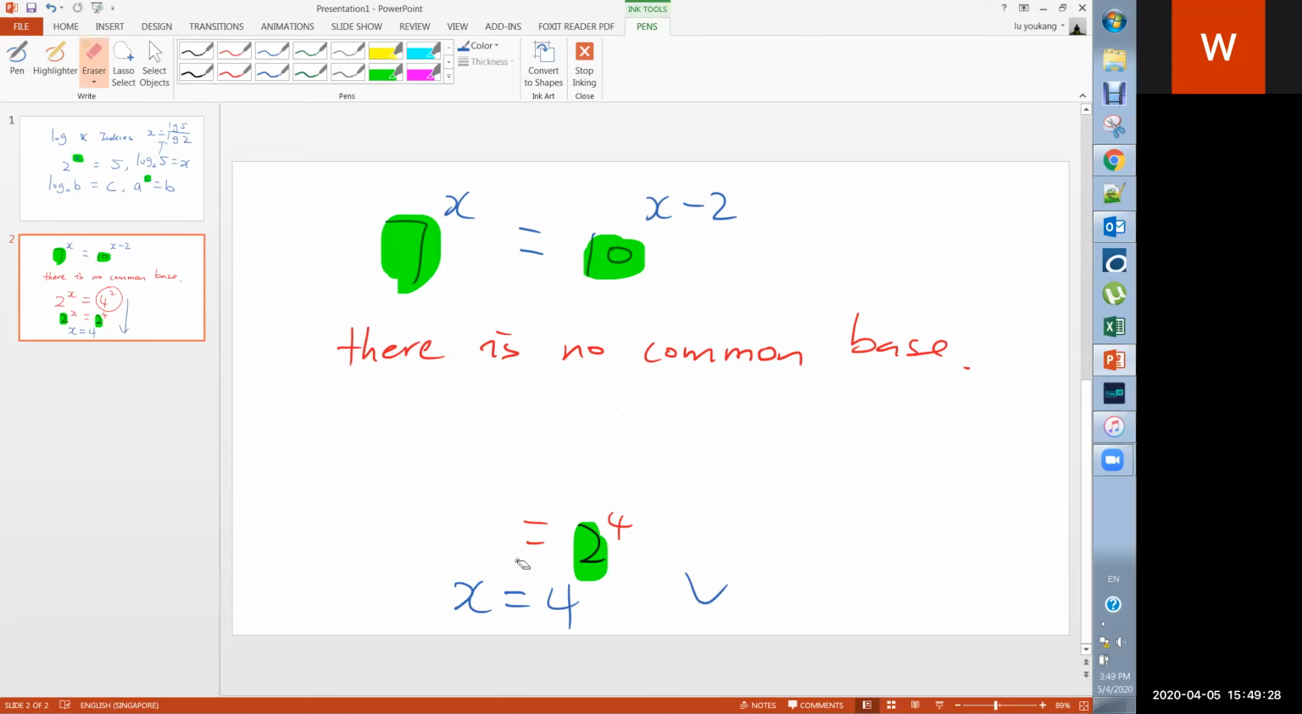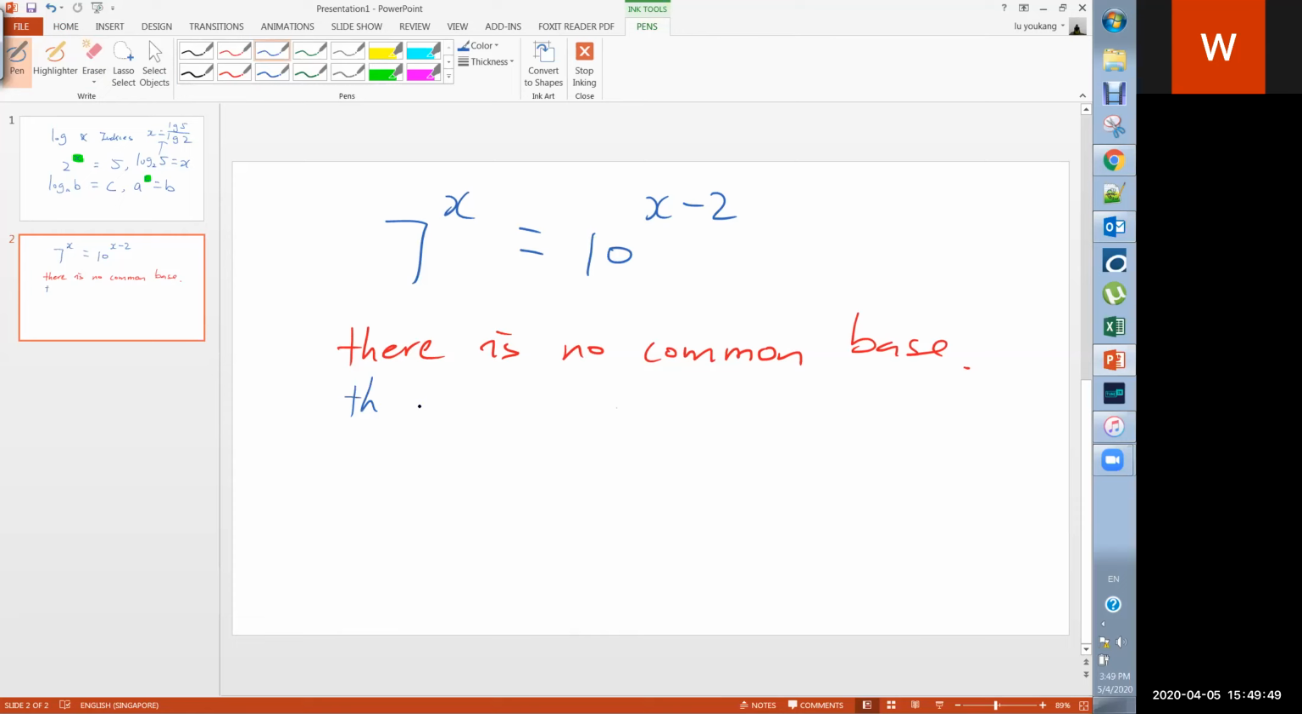So when we don't have a common base, of course there are other methods we can use. If there is no common base, then the question I ask myself is, do I have a common power? Yes, so there is a common power. In this case it is x. So if there is a common power, then I can make use of it. Let me go ahead and try it out.